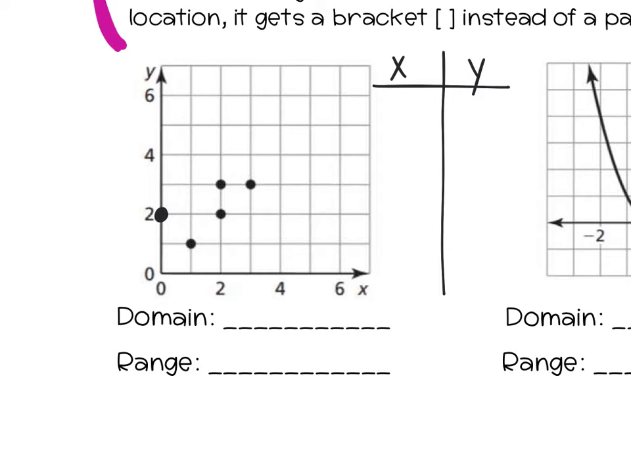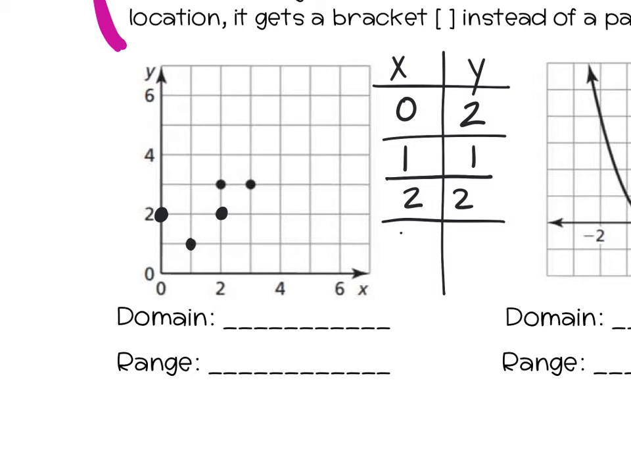So like this point here is 0 for x, 2 for y. All right, then if I move to this point, that is 1, 1. This point is 2, 2, and then I also have 2, 3 on that x line. And then lastly, this point here will be 3, 3. Okay, now that you have those, it may be easier to write in your list.